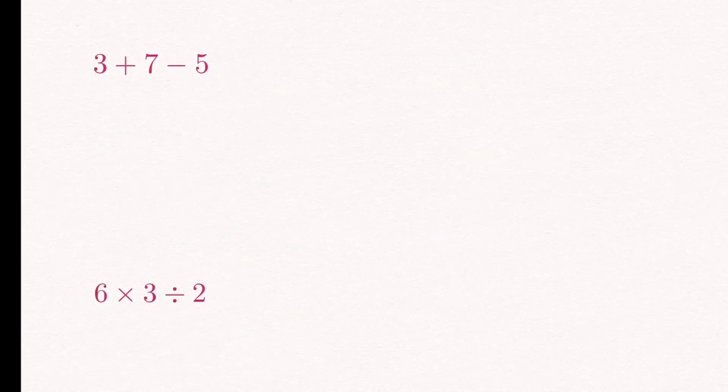Here we have a question, 3 plus 7 minus 5. Which part of an expression should we evaluate first? So let's recap. Order of operations says BEDMAS.